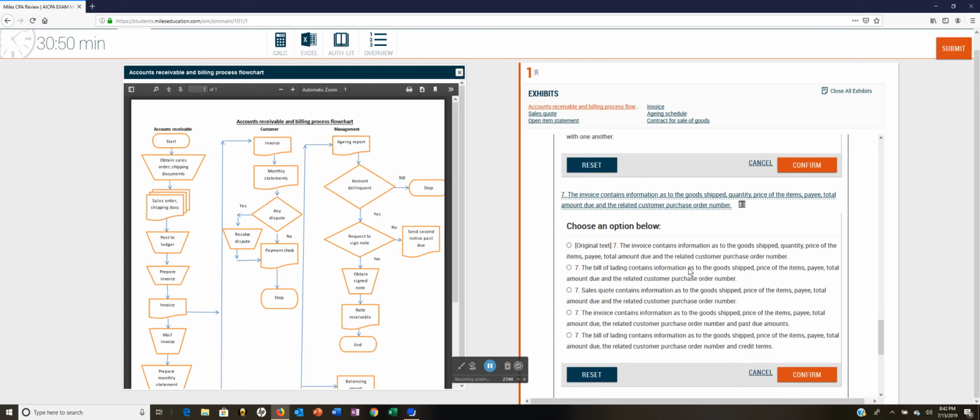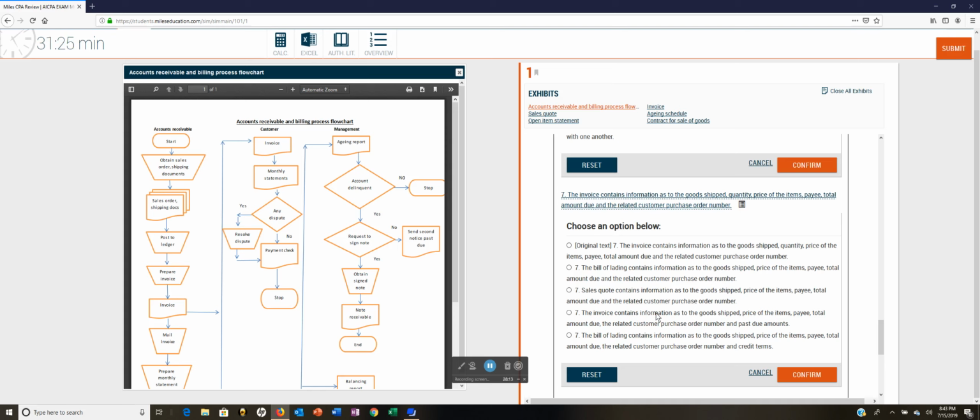The bill of lading contains information as to the goods shipped. Now, the bill of lading does show that, but it doesn't show the price and the payee. So clearly that's not the right answer. The next one, the sales quote contains information as to the goods shipped. Well, no, the goods haven't been shipped yet. The sales quote talks about what the price would be if the customer accepts it. We haven't shipped anything yet, so that's not the right answer.